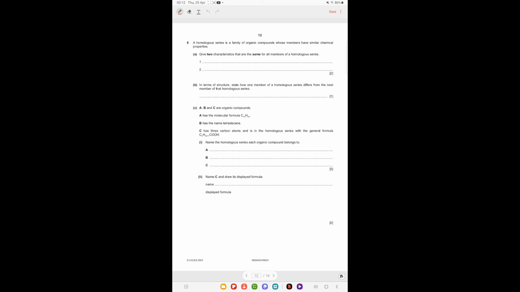A homologous series is a family of organic compounds whose members have similar chemical properties. So this is what we need to remember, that all the members of the same homologous series must have similar chemical properties. Give two characteristics that are the same for all the members of the homologous series. The first one is that all of them can be represented by the same general formula.